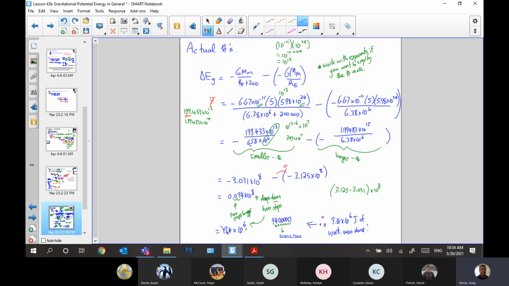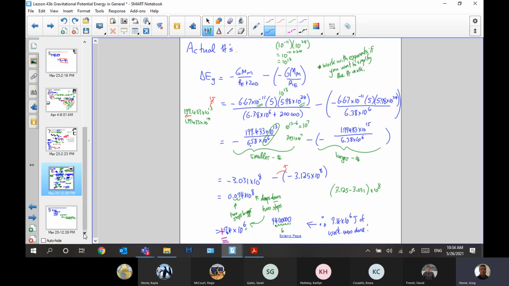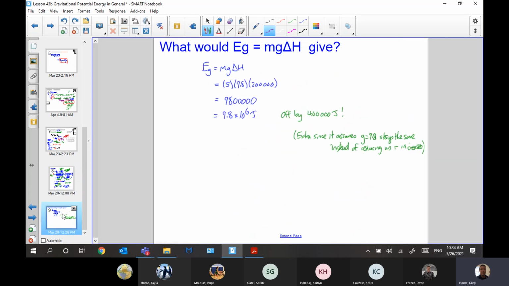I'm going to go with purple so it stands out. This better be a positive answer, and that's what it works out to be. It's just a case of firing a bunch of numbers into your calculator. So we get that it was 9.4 times 10 to the 6 joules of work done, positive energy. Of course, just get good at using your calculator and your memory button, and it's just a case of punching some buttons.